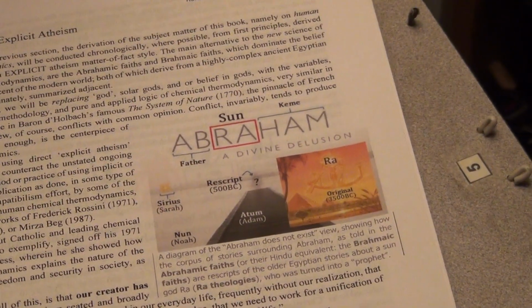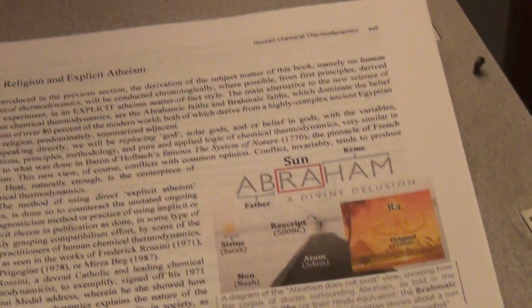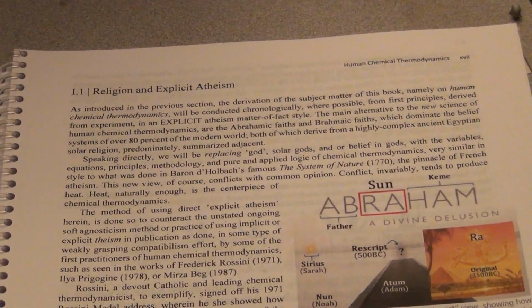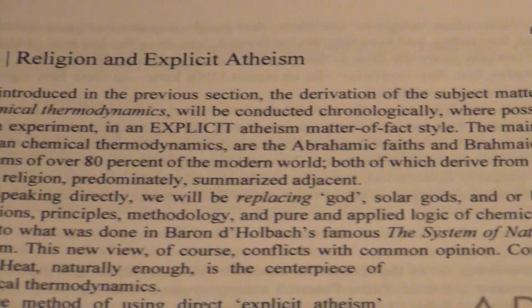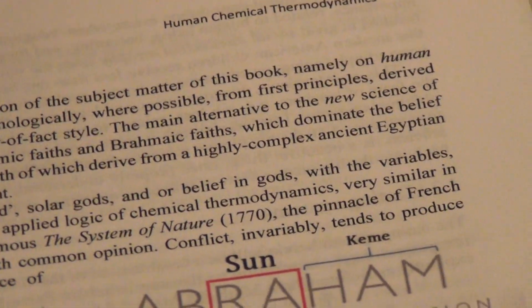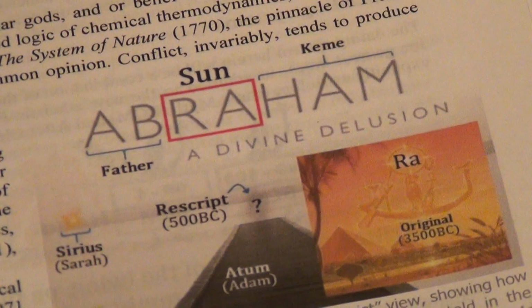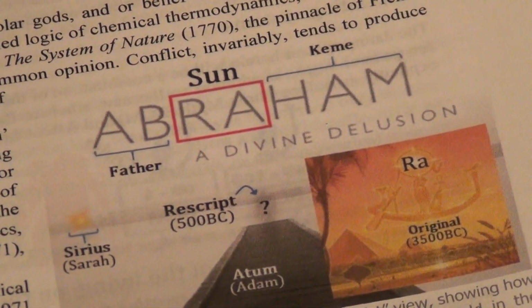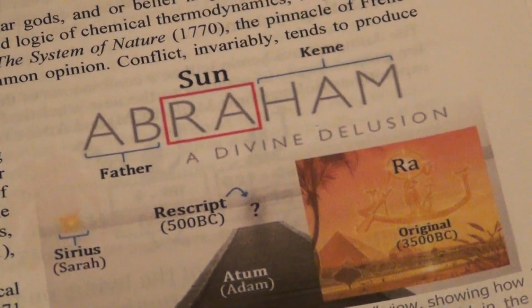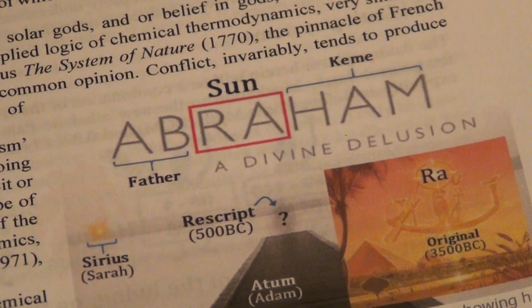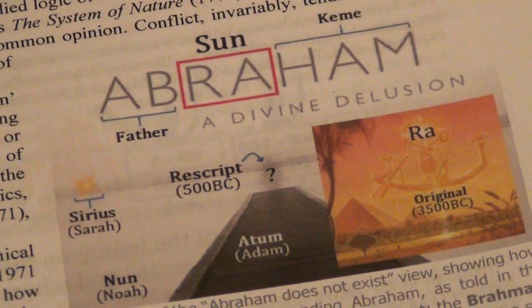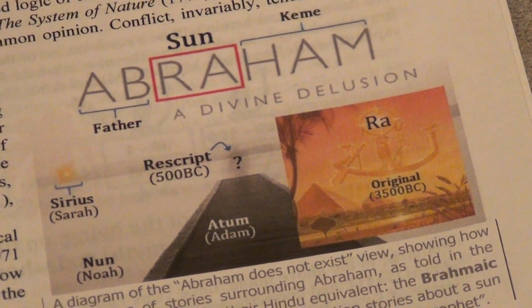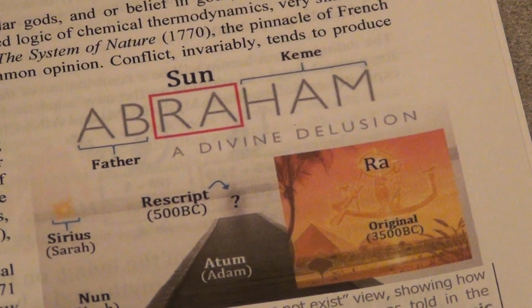Over here we have the subsection on religion and explicit atheism, which will be followed throughout this book, being direct in the fact that Abraham, the so-called patriarch of the monotheistic religions, is in fact a mythology based on the sun god Ra, and that we will be usurping all of this with human chemical thermodynamics.